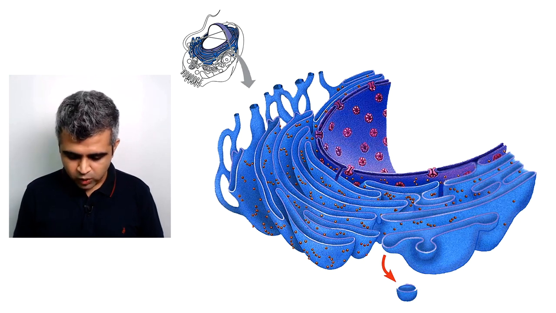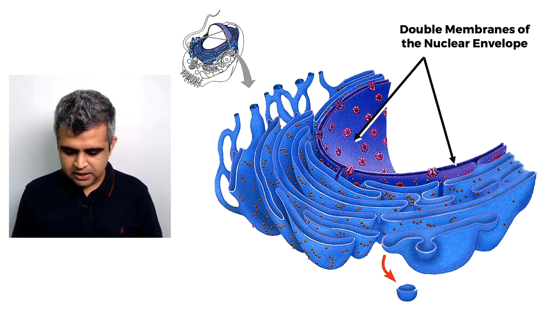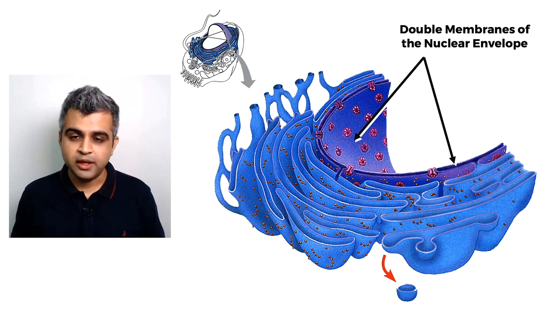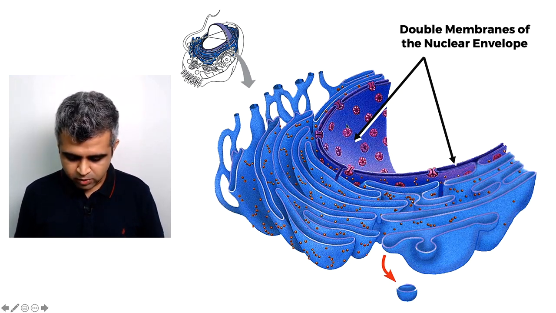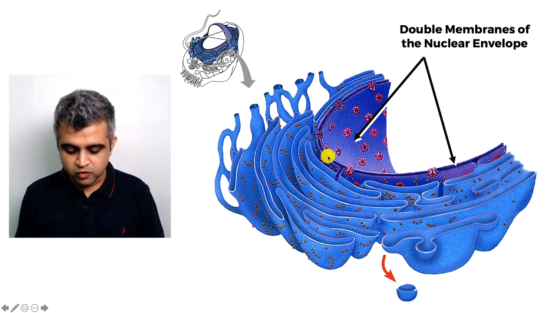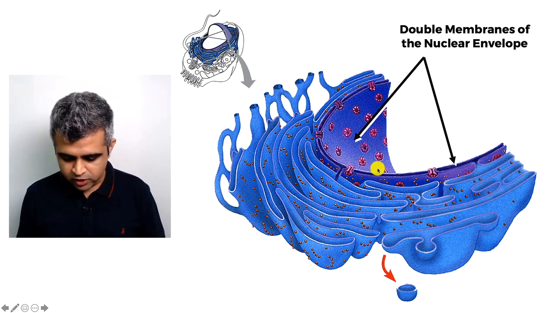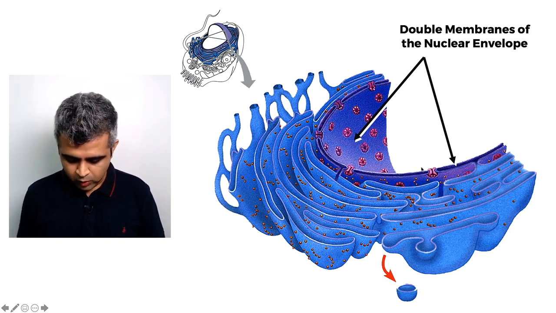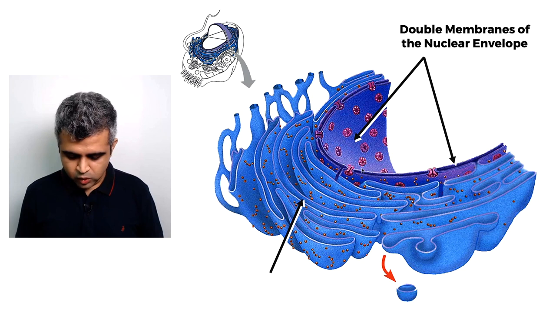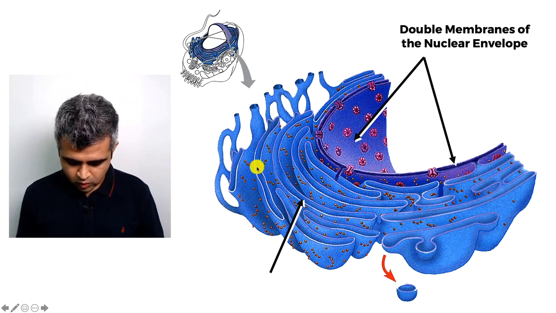So here, the first thing you notice is that this is the double membrane of the nuclear envelope, which we had discussed in lecture number 4 here. You can see that these structures here are the nuclear pore. This is the outer nuclear membrane. This is the inner nuclear membrane with this space of about 10 to 15 nanometers, which is called as the perinuclear space. So you can see that this is the double membrane of the nuclear envelope. Now, outside that, you notice these structures here.